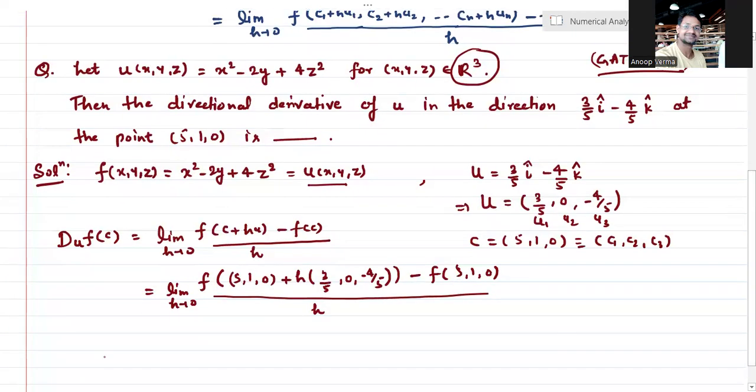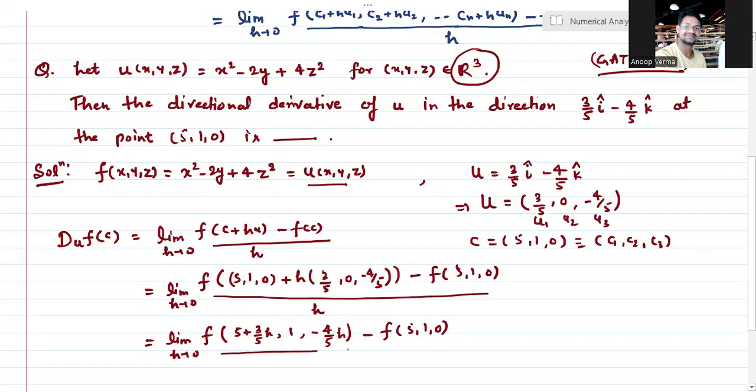So from here we will just simply calculate. This is limit h tending to 0, and here will be the value 5 plus 3 upon 5 h. Okay, this is the value, and this is 1 plus 0, it means 1 it will be, and 0 minus this, so it will be minus 4 upon 5 into h. Okay, minus the f of (5, 1, 0) and divided by h, and simply now you calculate the values.